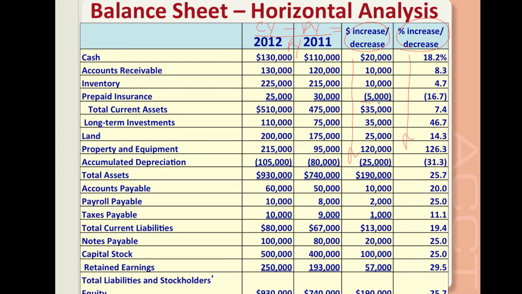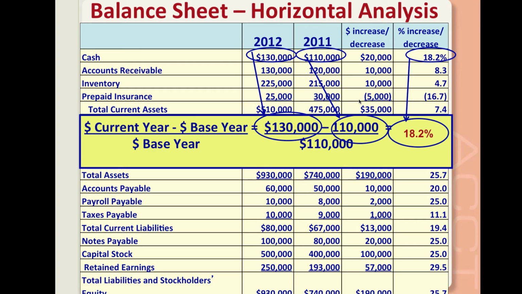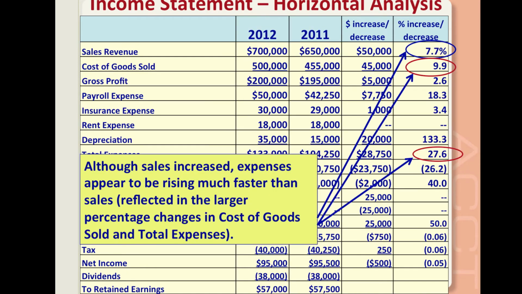Please note that when you see brackets, that means a negative number or perhaps a decline from year to year. As they're showing us here, exactly what I just illustrated, current year minus the previous year, they use the term base year, divided by the base year, and that's how they got that particular percentage.